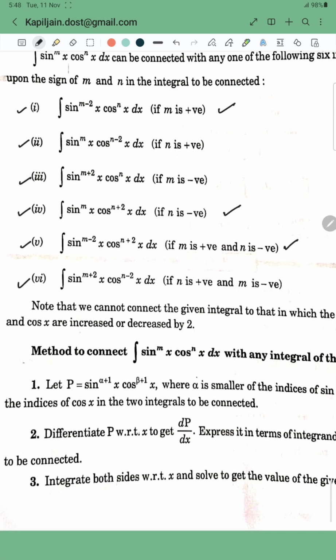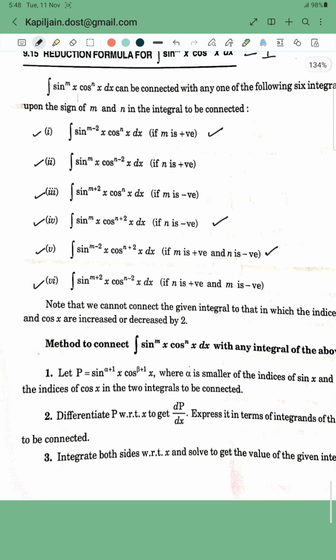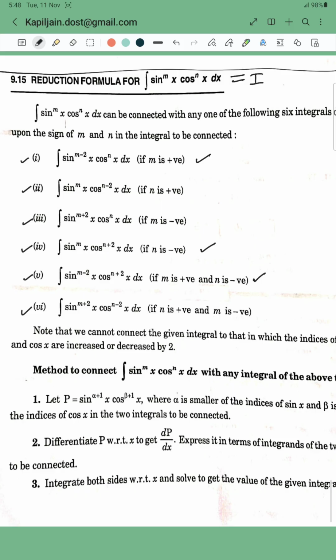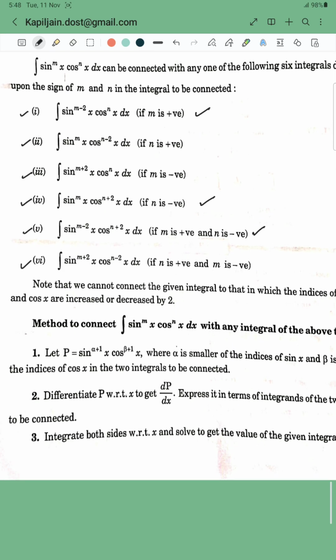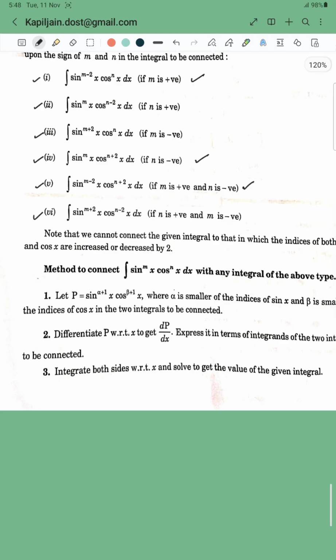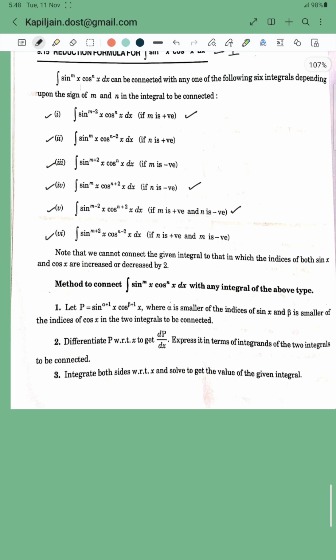Similar for other cases. Now what will be the method to connect the given integral I to one of the following? The method is, first we suppose a term p which is sin raised to power alpha plus 1 x into cos raised to power beta plus 1 x, where alpha is the smaller power of sin x and beta is the smaller power of cos x in the two integrals which are to be connected.